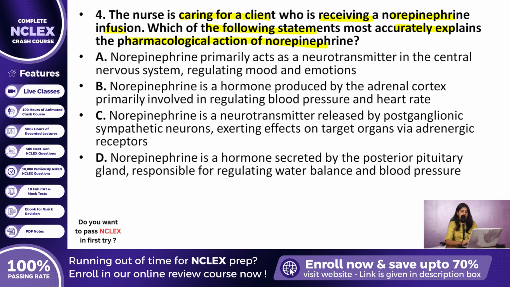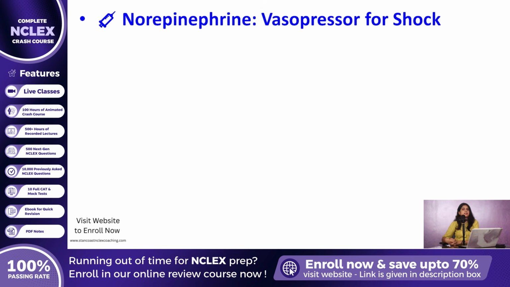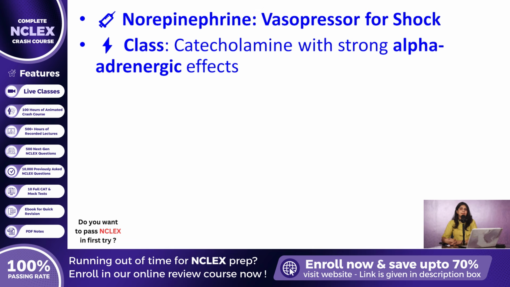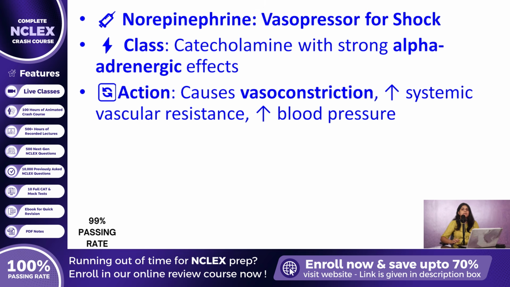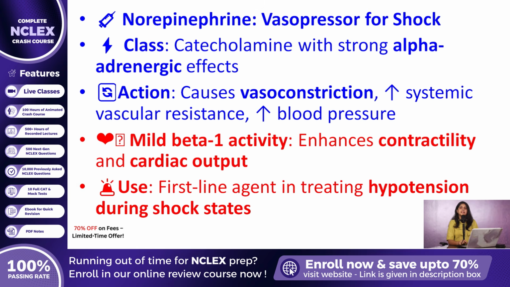The correct answer here is option C. Norepinephrine is a neurotransmitter released by postganglionic sympathetic neurons, exerting effects on target organs via adrenergic receptors. Now, let us unpack why this answer is most accurate. Norepinephrine is a catecholamine with potent vasoconstrictive properties that acts on alpha-adrenergic receptors, leading to increased systemic vascular resistance and blood pressure. It also exerts mild beta-1 activity, improving myocardial contractility and cardiac output. This makes it especially useful for hypotensive clients in shock states.